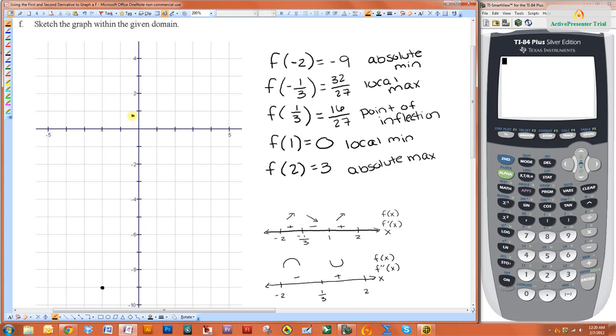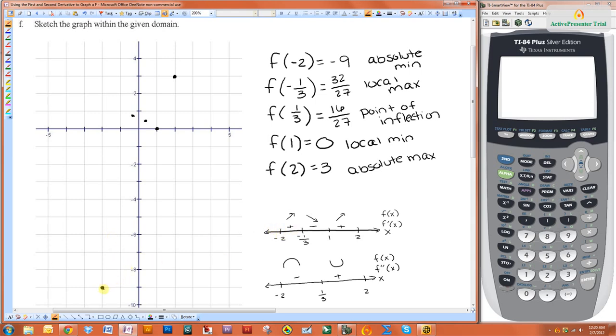Oops. It does say sketch, so it doesn't have to be precise. Then 1/3, 16/27, which is about right here. Then (1, 0), that one's a lot easier to graph, and then (2, 3). Now you can see that the (2, 3) is definitely the highest point, and (-2, -9) is definitely the lowest point. So we were right when we said those were the absolute max and min.